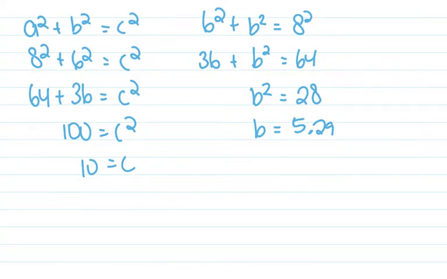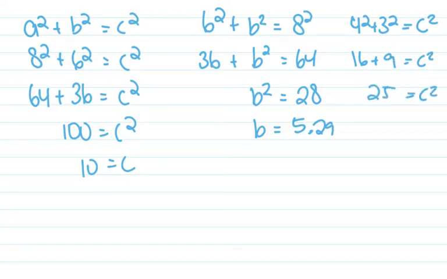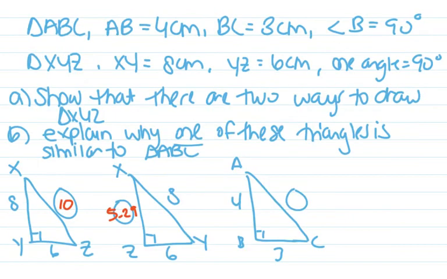And then to find the last one, we need the hypotenuse again. So 4 squared plus 3 squared equals c squared. 16 plus 9 equals c squared. 25 equals c squared, square root of both sides. 5 equals c. So we have all the missing side lengths now.